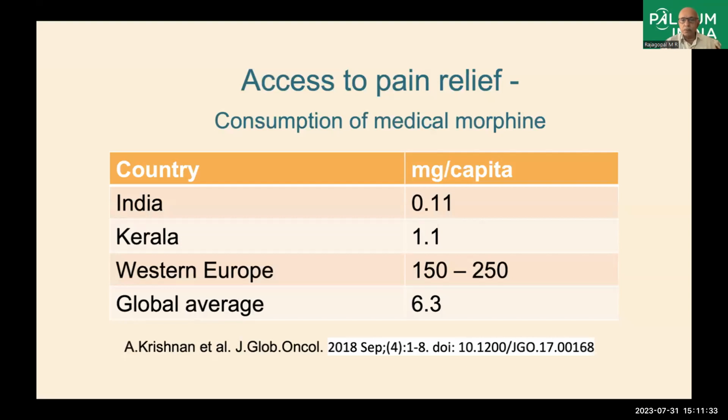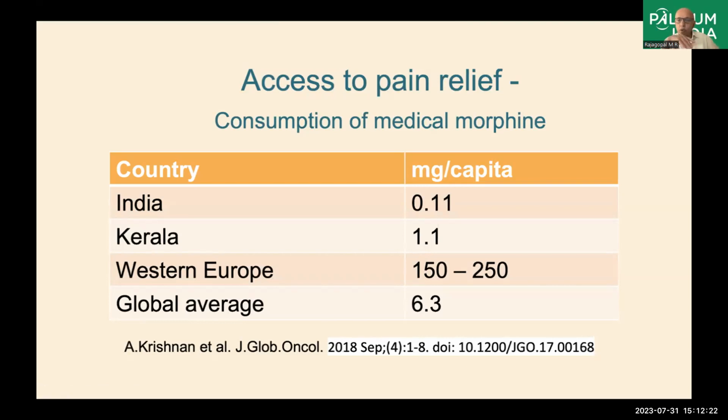The third row, Western European figure, shows how much the per capita morphine consumption should be if the majority of people in pain have access to pain relief, 150 to 250 milligrams per capita. And you can see the first row, India. Where does it come? About 1 in 1,500? That's how bad it is. Kerala is doing a lot better, about 10 times as much. But that's not really something to boast about. It is still about 1 in 150 of what it should be.